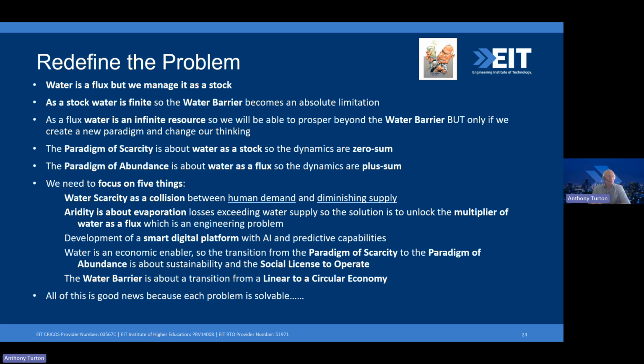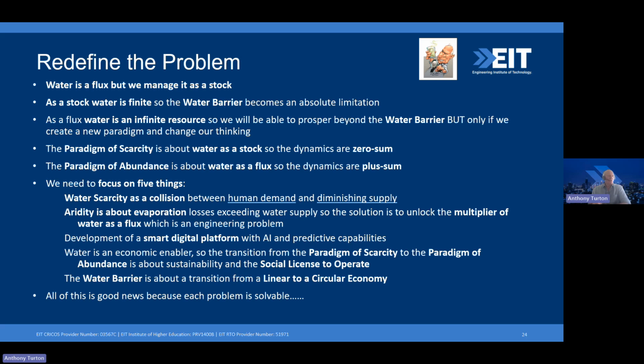And then the fourth point I need you to think about is, water is an economic enabler. Without water, you cannot have economic development, because without water, you cannot have investor confidence. So the transition from a paradigm of scarcity to a paradigm of abundance is about sustainability and the social license to operate. So we have to do it if we're going to continue to grow our economies in these arid areas, and these are technical problems that are all soluble.